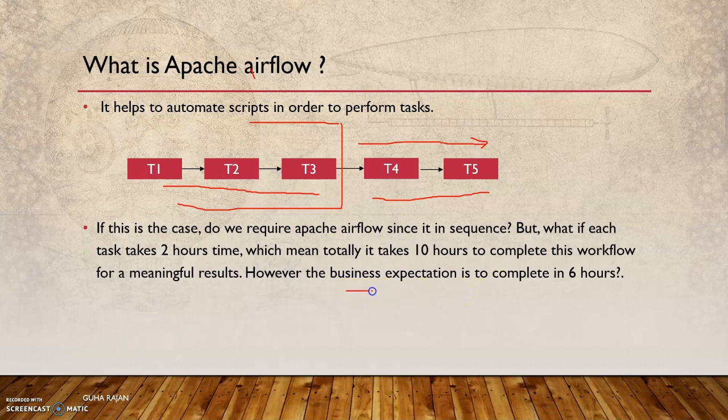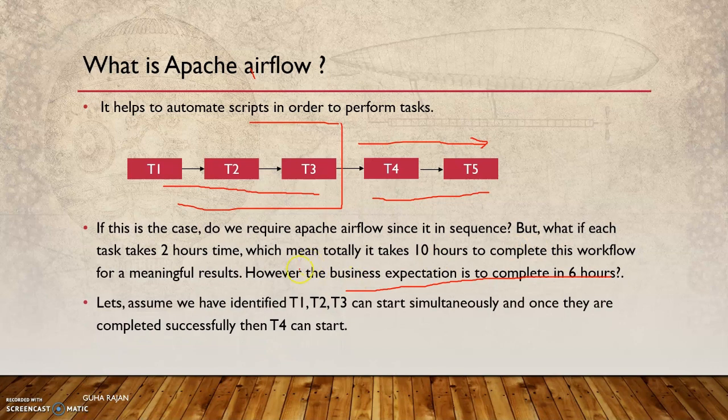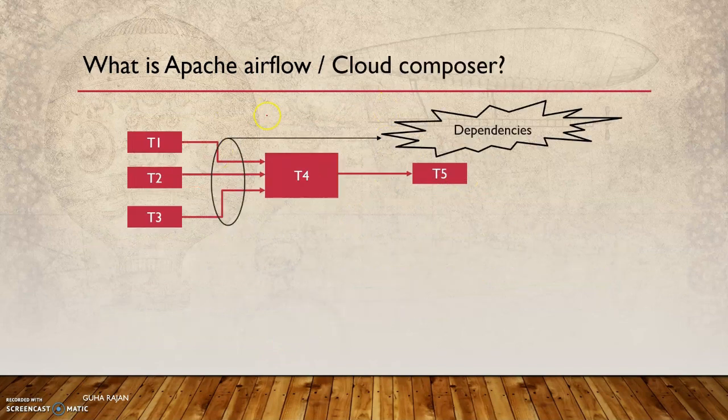That means the business expectation can be met in 6 hours. So that is where Apache Airflow finds use, and that is what I mentioned. Let's assume we identified T1, T2 start simultaneously, and once they are completed, T4 starts, and after that T5. So this is what is given in this diagram as well.